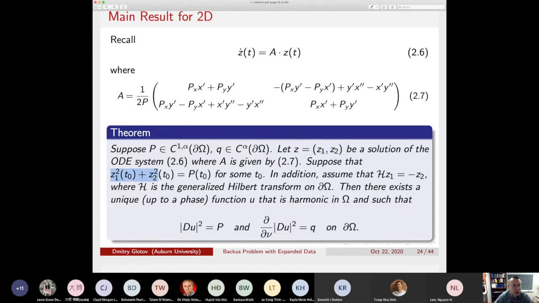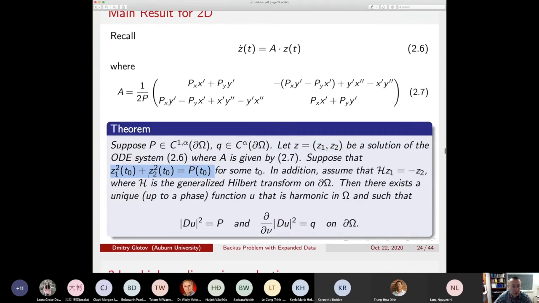We assume some scaling to the data, which is easily obtained, and the condition for the solution of the Backus problem to exist is that the Hilbert transform of Z1 is minus Z2. And for the Hilbert transform, there's the symmetric connection. If you take the Hilbert transform again, you will basically pick up the minus sign. So H of Z2 is equal to Z1.